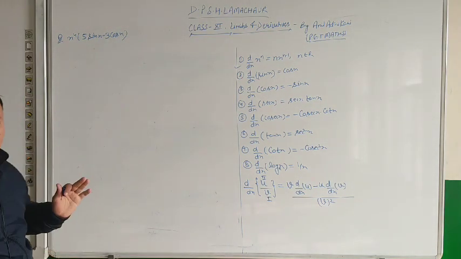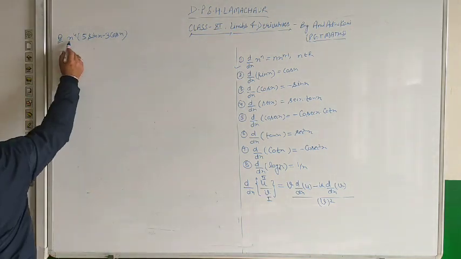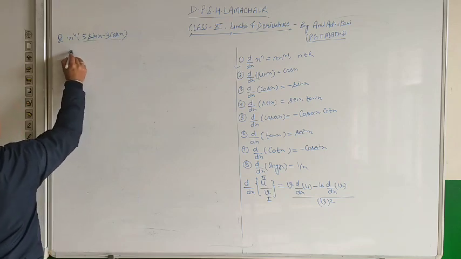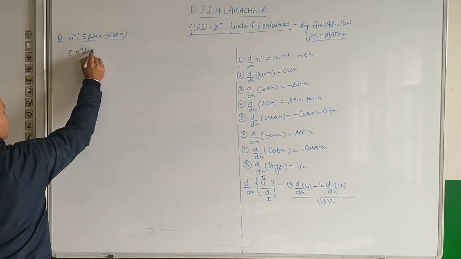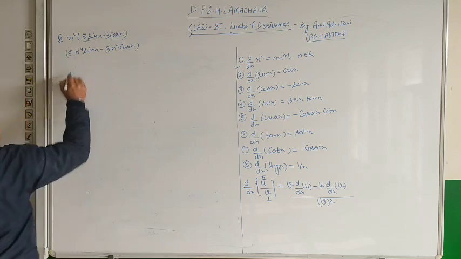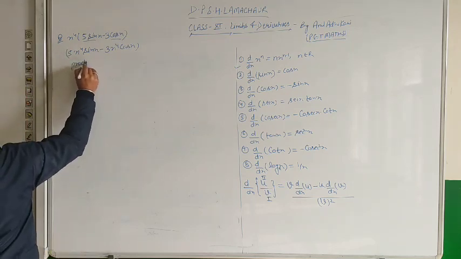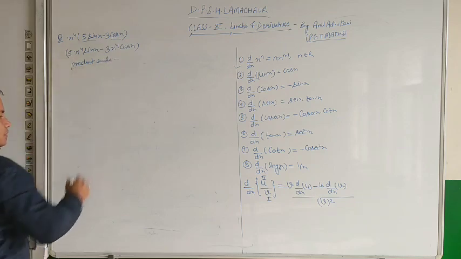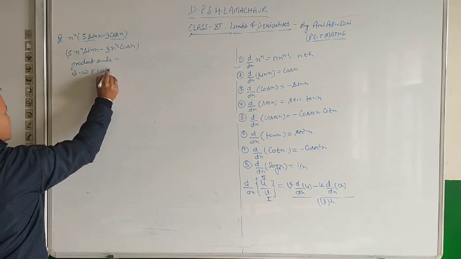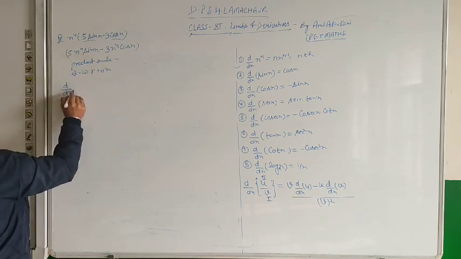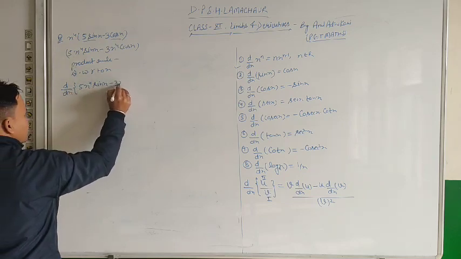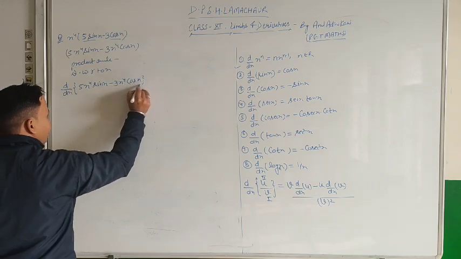So, here we will use the product rule. First, multiply x to the power 4 with both the terms. So, we get 5 times x to the power 4 sin x minus 3 times x to the power 4 cos x. Now, this is our required function. Now, using the product rule, differentiate with respect to x: d by dx of 5 times x to the power 4 sin x minus 3 times x to the power 4 cos x.